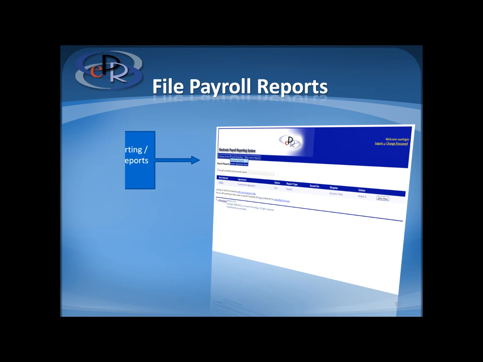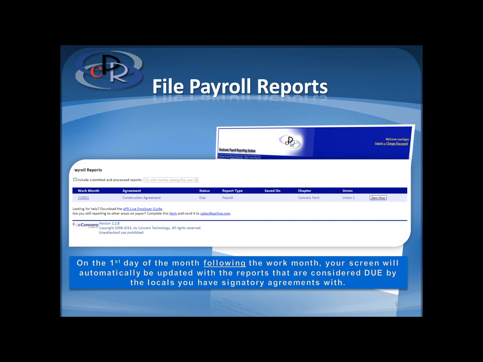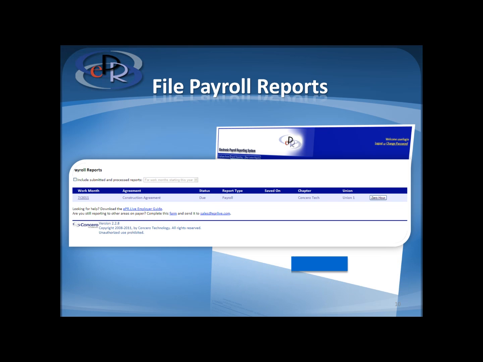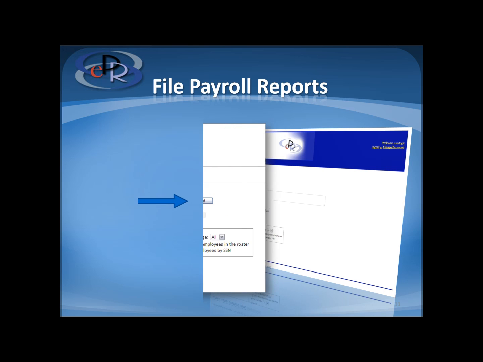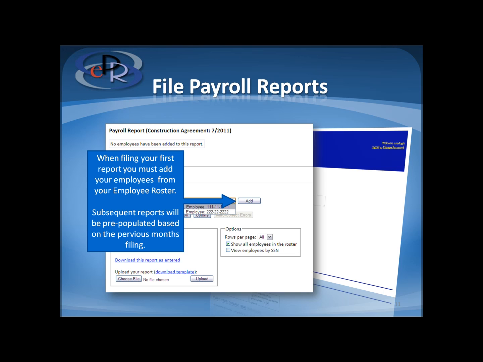Once you have your employee records created, you'll be able to file payroll reports. Go ahead and click on File Payroll Reports. On the first day of each month, this screen will automatically update with any reports that you're required to file. Select the month you are filing for. If this is the first report of this kind, you'll need to add the employees to the report. Subsequent months will not require you to do this step.